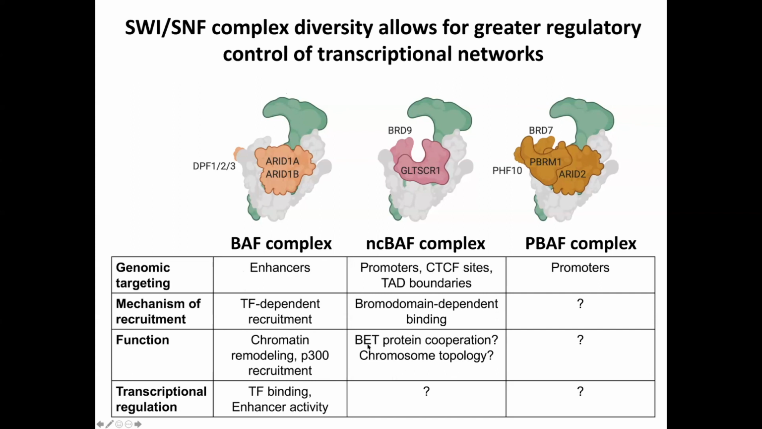And so we are now pursuing a possibility that the NC-BAF complex might be cooperating with BET proteins or indeed cooperating with CTCF and cohesin to regulate chromosome topology. And again, this leaves an open question as to how these complexes are regulating transcription. And again, I think we know even less about the PBAF complex in terms of its functional attributes and features.